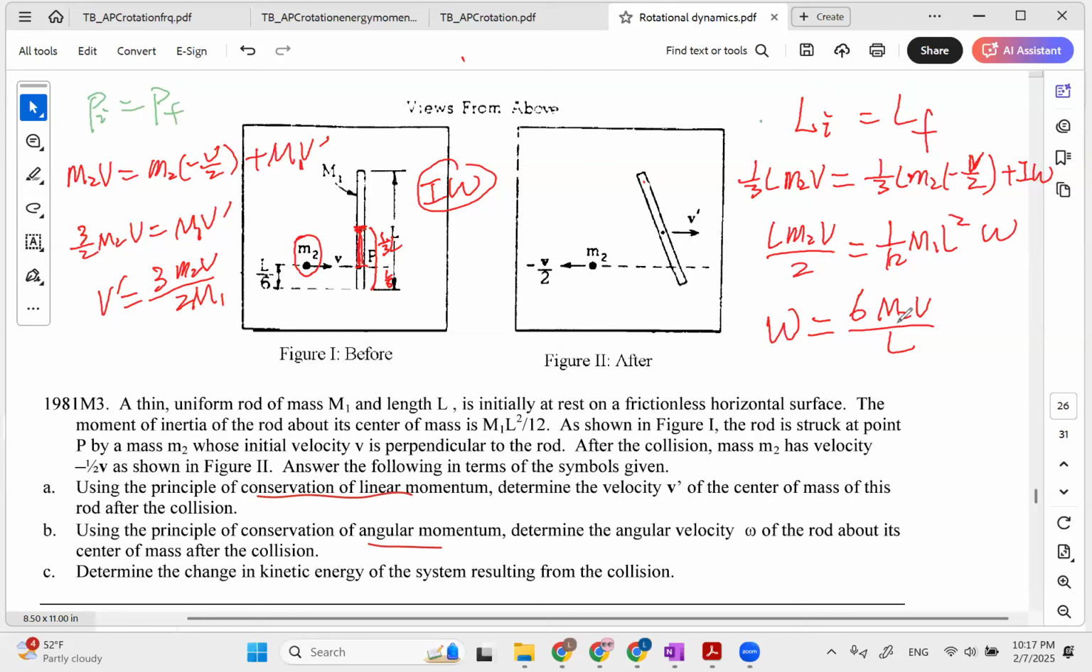Now B, Jameson, how do you set up an equation to find a change in kinetic energy? It would just be the original 1/2 I omega squared, and then plus 1/2 m2 v squared, and then it's equal to the new one. Change is the final minus initial, right?